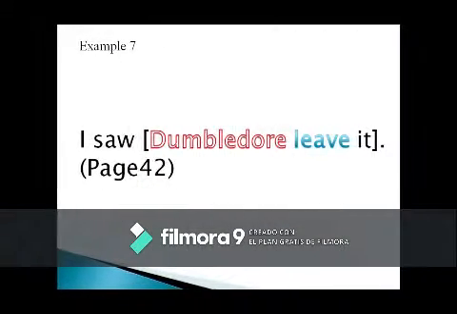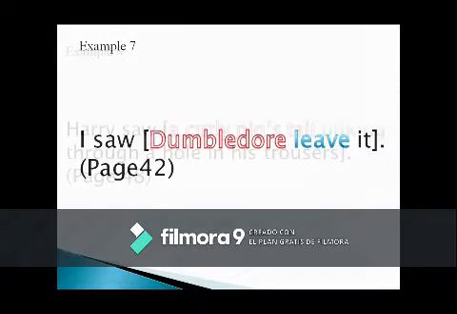Example 7. I saw Dumbledore leave it. In this case, the perception verb of the sentence is saw, that selects the small clause Dumbledore leave it. The explicit subject of the small clause is Dumbledore, that is in the accusative form and can be replaced by the pronoun him. Moreover, the verb is leave, which has the same form, bare infinitive, as the previous example.